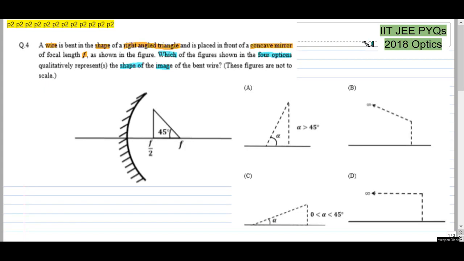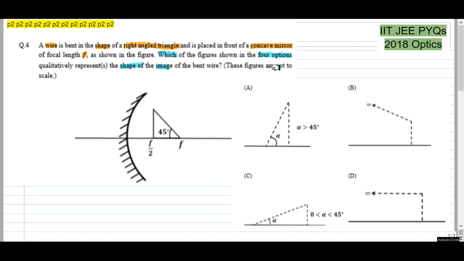In this video, I will discuss a previous question from IIT 2018. The question is from optics. Here is the question. A wire is bent in the shape of a right angle triangle and is placed in front of a concave mirror of focal length f as shown in the figure. Which of the figures shown in the four options qualitatively represent the shape of the image of the bent wire?